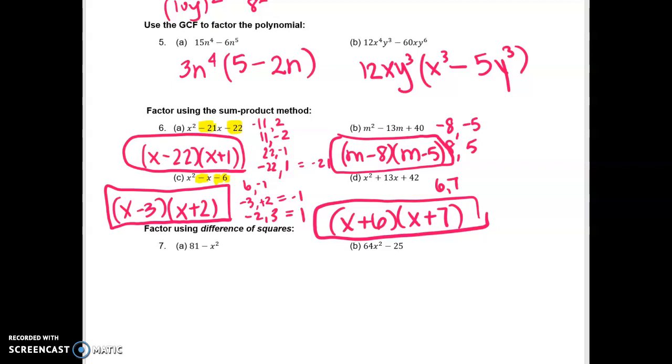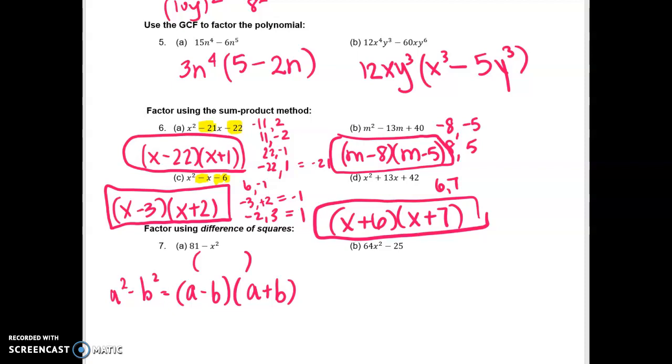Difference of squares will have the rule that a squared minus b squared will factor to a minus b times a plus b. In order to see why this is true, you can go ahead and multiply out the a minus b times a plus b. Middle terms will cancel out, and you're left with a perfect square minus a perfect square. So that's why it's called difference of squares. So following this pattern, let's do number 7.